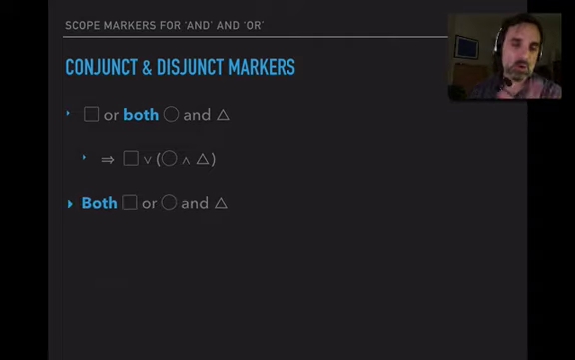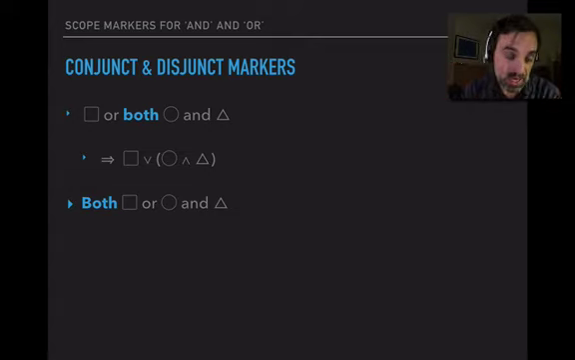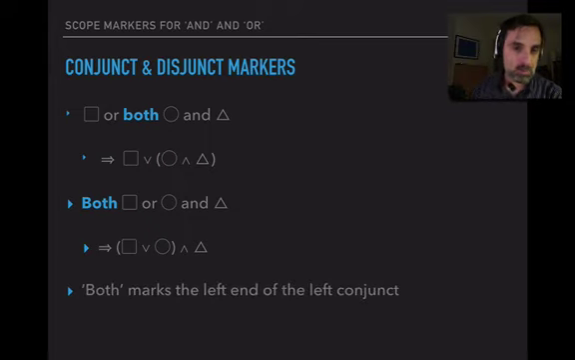On the other hand, if we had the both all the way out on the left, then the and would attach to everything to the left of it. It would attach to box or circle, right? The left conjunct is whatever comes between the both and the and. The box or circle is what comes between the both and the and, therefore box or circle is the left conjunct, and then we get both box or circle and triangle. So if you want to know how far the and goes, look for a both, and that might tell you. The both marks the left end of the left conjunct.